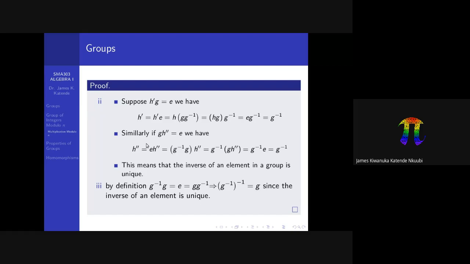This follows from the previous theorem, which says anything that behaves like the inverse must be the inverse. So G here behaves like the inverse of G inverse, so it must be the inverse of G inverse. So again, the inverse of G inverse will be equal to G. That's what this last one says.